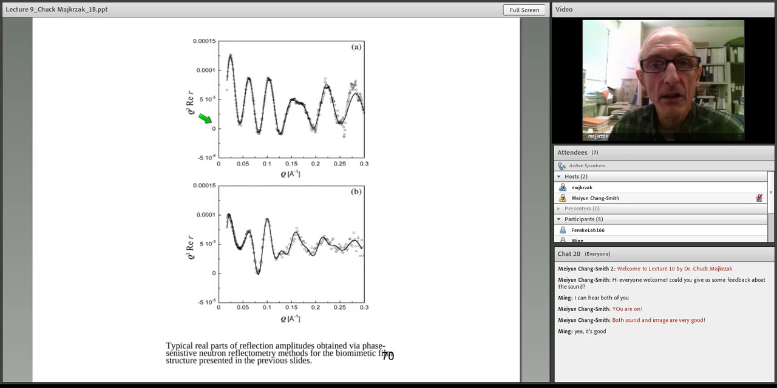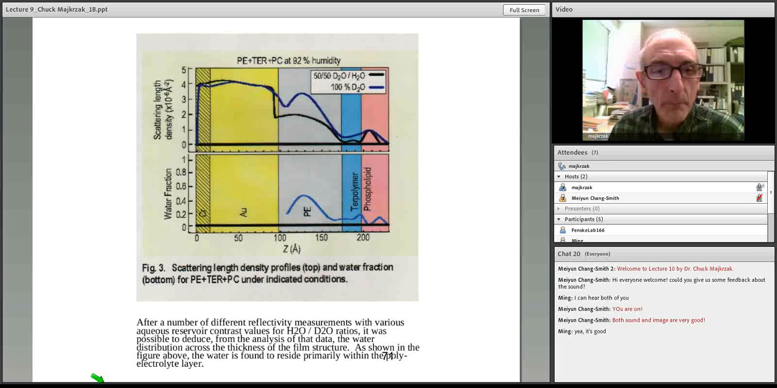So these are the Q squared times the real parts for some of the data taken in this experiment, and extensive data sets were taken, and you can check in the original publication, the journal article, to get the details. But at the end of the day, after doing this with reference structures using different substrates, Ursula and colleagues were able to find that unambiguously they could solve for what the water fraction was across this system.